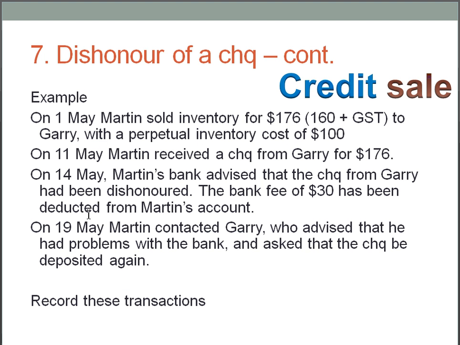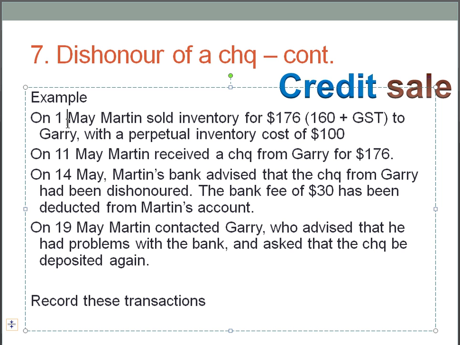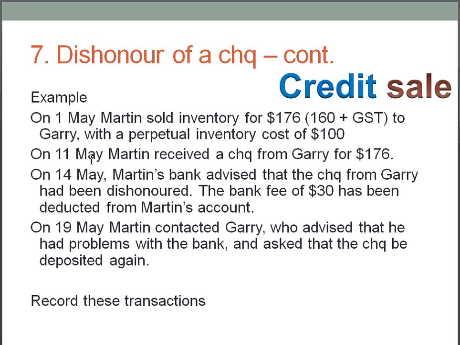So let's continue to a credit sale. Let's imagine it's a credit sale. So very similar. 1st of May, Martin sells inventory to Gary. 11th of May, Martin gets a check from Gary.